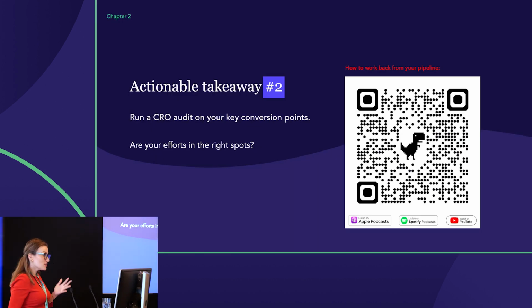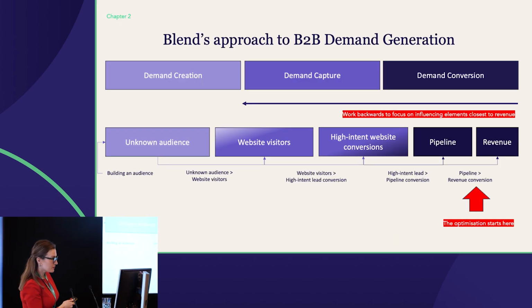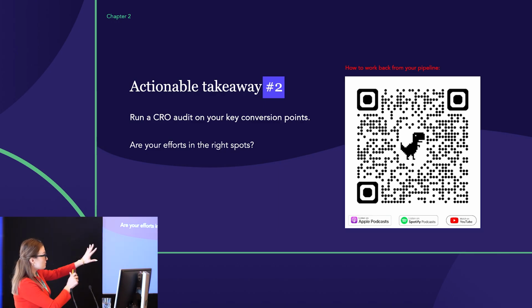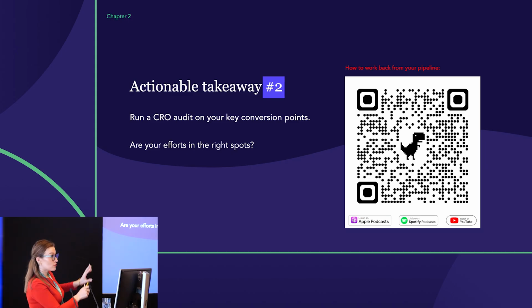So, actionable takeaway number 2 is to run a conversion rate optimization audit based on this diagram that I showed here. Identify your key conversion gaps and assess whether your efforts are in the right spots or if it's a clogged funnel situation. You'll also note these cute QR codes in various places in the deck. You can follow them for more how-tos and more information on how to actually, for example, run the audit, because unfortunately I can't keep you up here all night talking about them. So if you scan it, you'll be able to go to a specific guide on it.